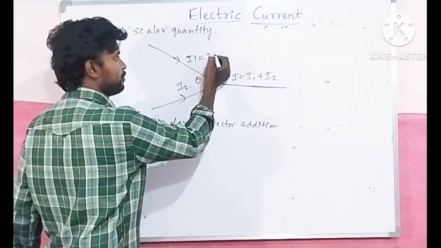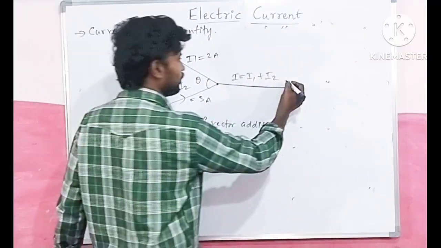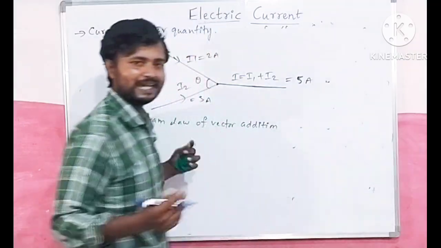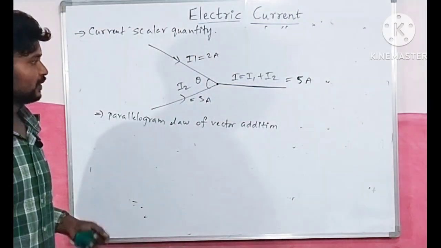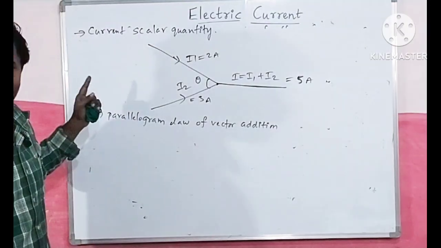For example, here 2 ampere current is coming. Here 3 ampere current is coming. What is the total flow of current? It is 2 plus 3, which is 5 ampere total flow of current. So this is about electric current. Electric current is a scalar quantity.